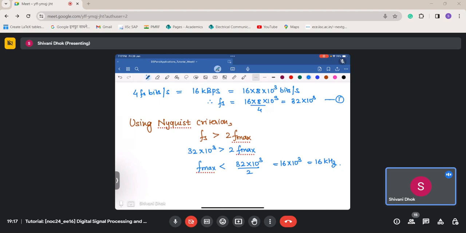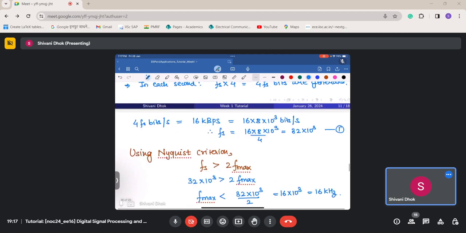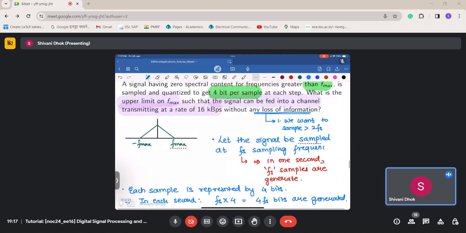So if I'm having a signal with bandwidth of 16 kilohertz, I can transmit at a rate of 16 kilobytes per second, if I'm quantizing each sample at 4 bits, that is 16 quantization levels. Any questions?